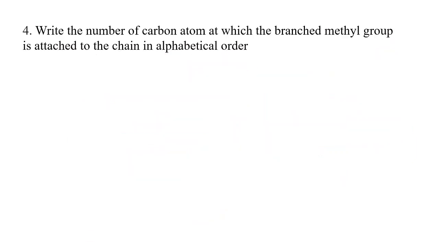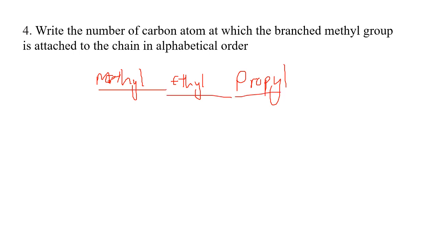So the next rule says that we should write the number of the carbon atom at which the branched methyl group is attached to the chain in alphabetical order. So what we mean by alphabetical order, remember that we had methyl group, and ethyl groups, and propyl groups. In very complex isomer systems, that's where you find that this rule will mainly apply. So you have methyl group, ethyl group, propyl group. So in alphabetical order, what we simply mean is that methyl, you look at the alphabet, methyl, M, and ethyl.